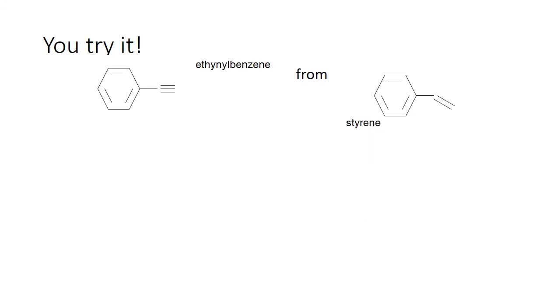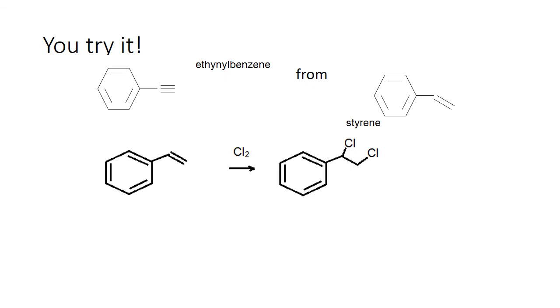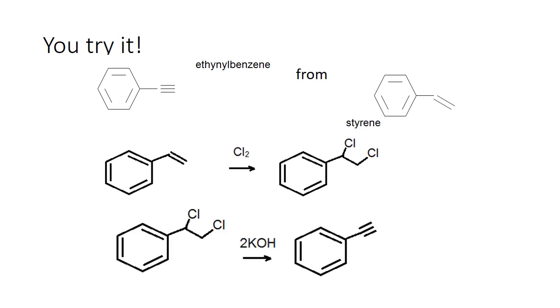To make ethynylbenzene from styrene, again, we say the same thing. The alkene can be converted to a dihalide, which then can undergo dehydrohalogenation. So this is what would happen. First, you could halogenate it, add chlorine across the double bond, and then do dehydrohalogenation to give you the alkyne.